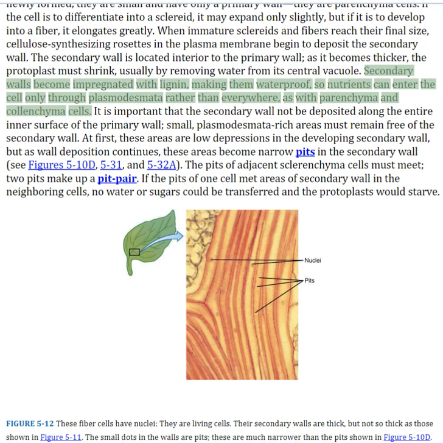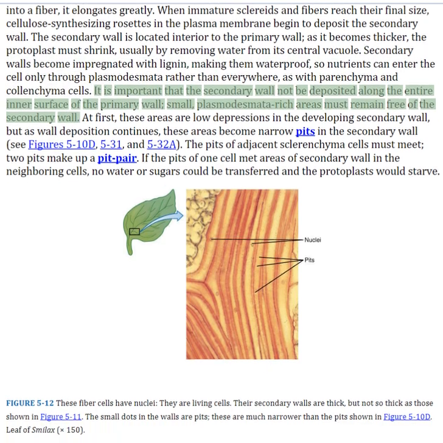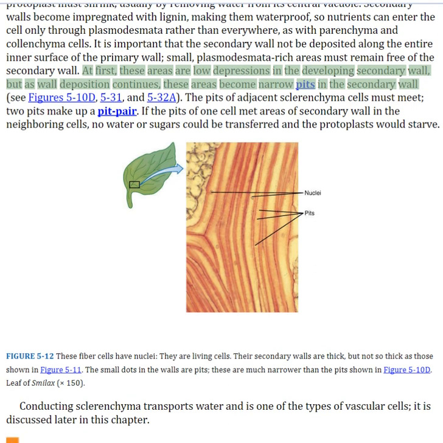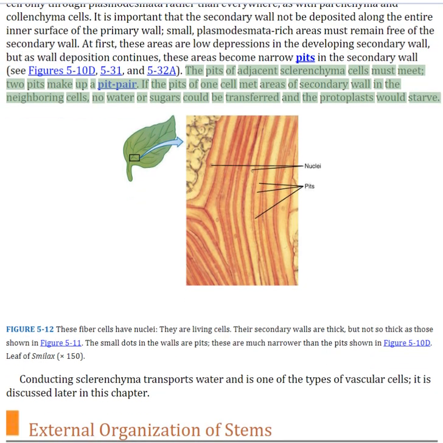Secondary walls become impregnated with lignin, making them waterproof, so nutrients can enter the cell only through plasmodesmata rather than everywhere, as with parenchyma and collenchyma cells. It is important that the secondary wall not be deposited along the entire inner surface of the primary wall. Small, plasmodesmata-rich areas must remain free of the secondary wall. At first, these areas are low depressions in the developing secondary wall, but as wall deposition continues, these areas become narrow pits in the secondary wall. The pits of adjacent sclerenchyma cells must meet. Two pits make up a pit pair. If the pits of one cell met areas of secondary wall in the neighboring cells, no water or sugars could be transferred and the protoplasts would starve.